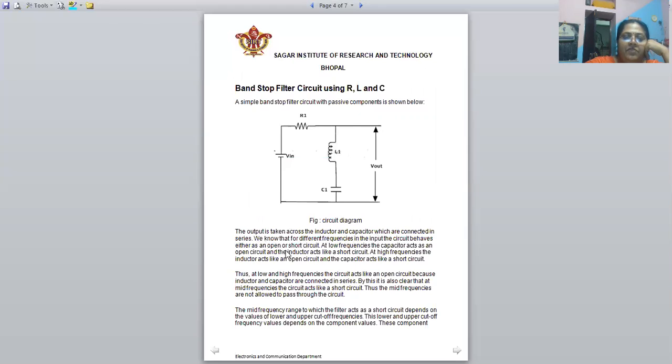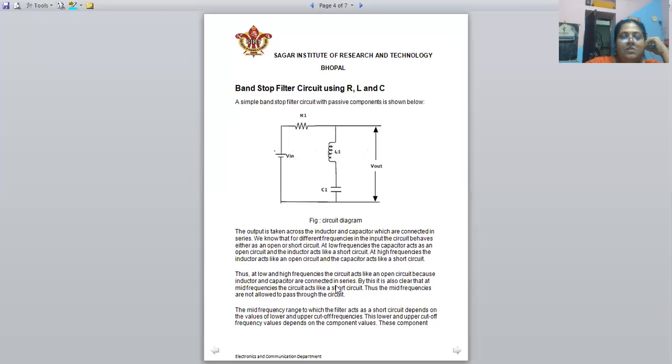Now we know that for different input frequencies, the circuit behaves as either an open or a short circuit. At low frequency, the capacitor acts as an open circuit and the inductor acts as a short circuit. So for the lower frequency, the capacitor becomes open and the inductor becomes short, so only the low frequency will pass through the circuit. At high frequencies, the inductor will behave like an open circuit and the capacitor will behave like a short circuit. Thus at low frequency the circuit acts as an open circuit because the inductor and capacitor are connected in series.